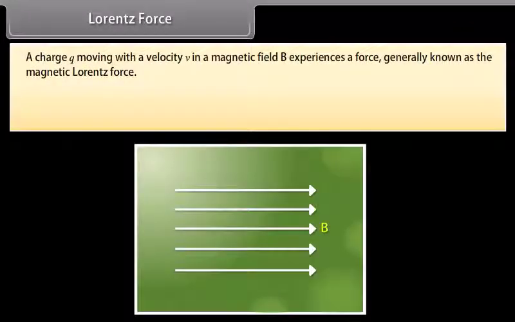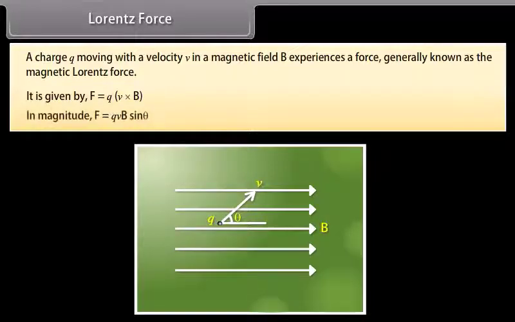Lorentz force. A charge Q moving with a velocity v in a magnetic field B experiences a force generally known as the magnetic Lorentz force. It is given by F = Q (v × B). In magnitude, F = QvB sin θ.